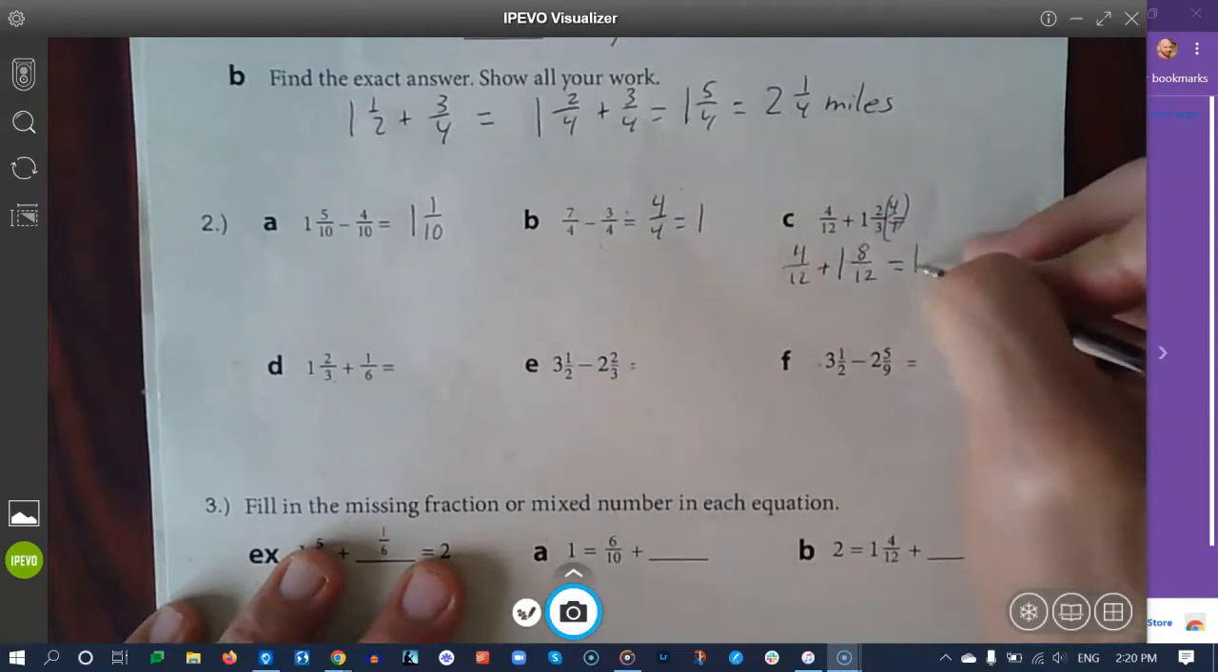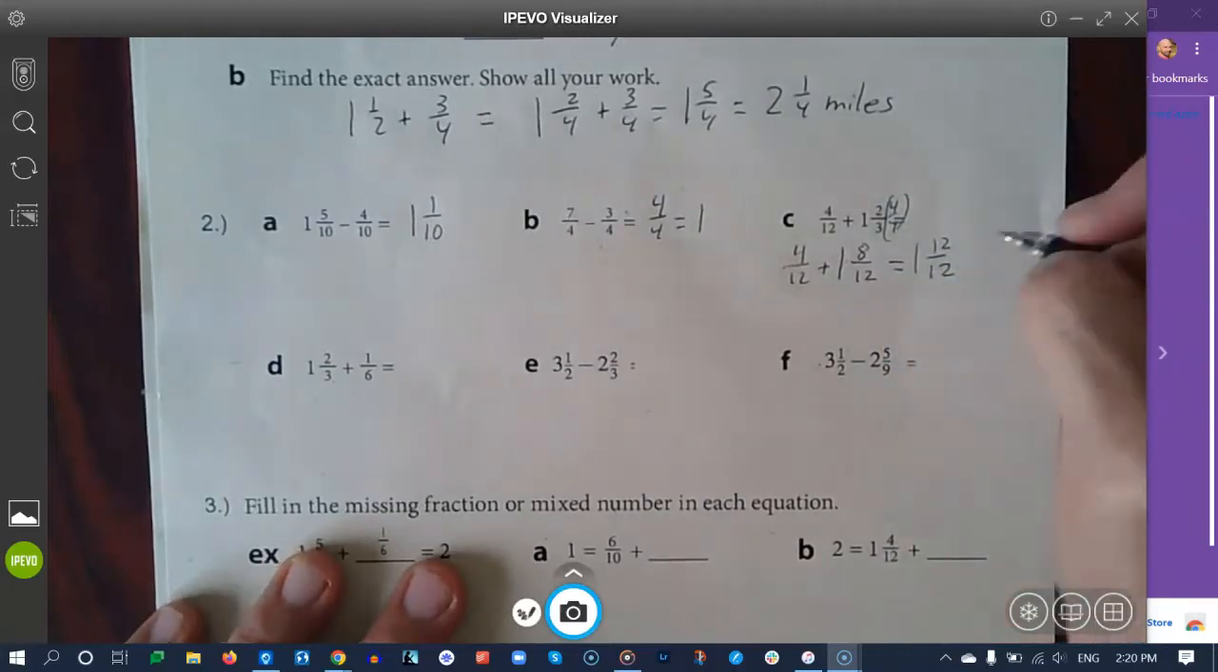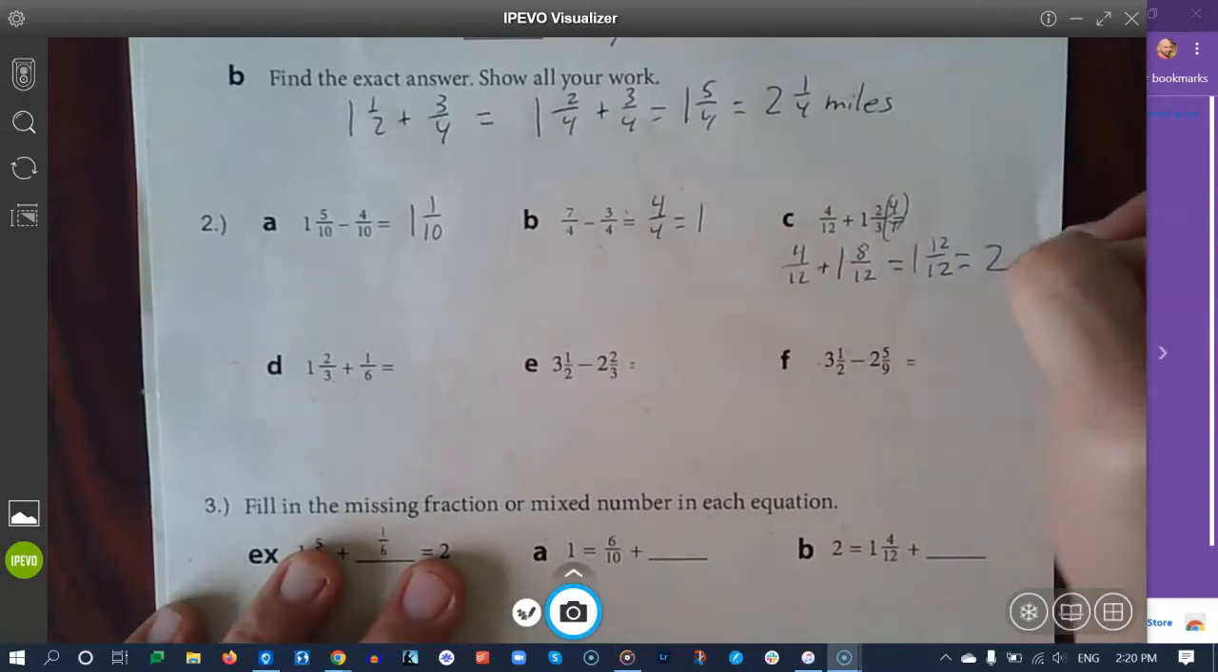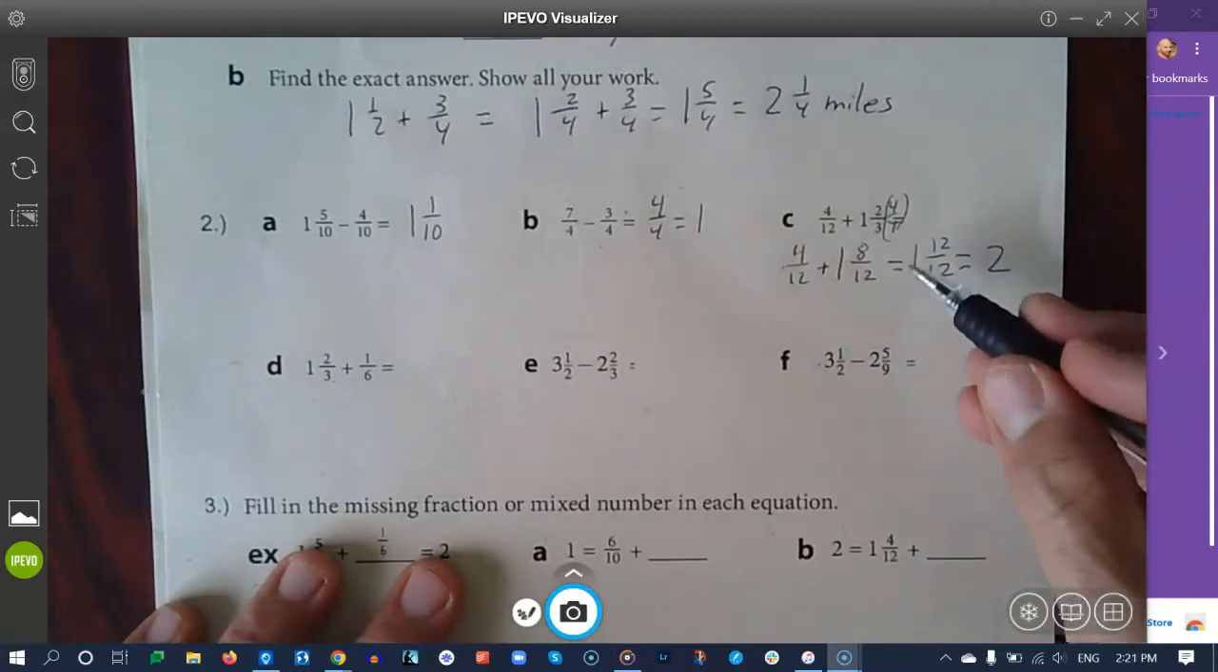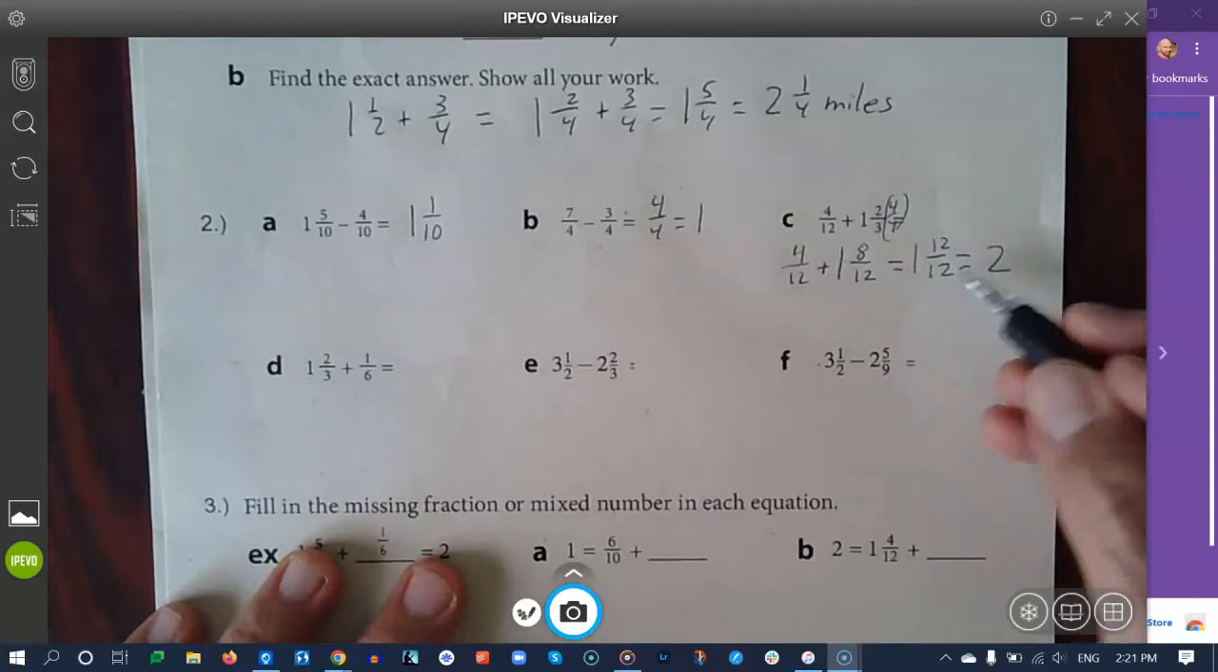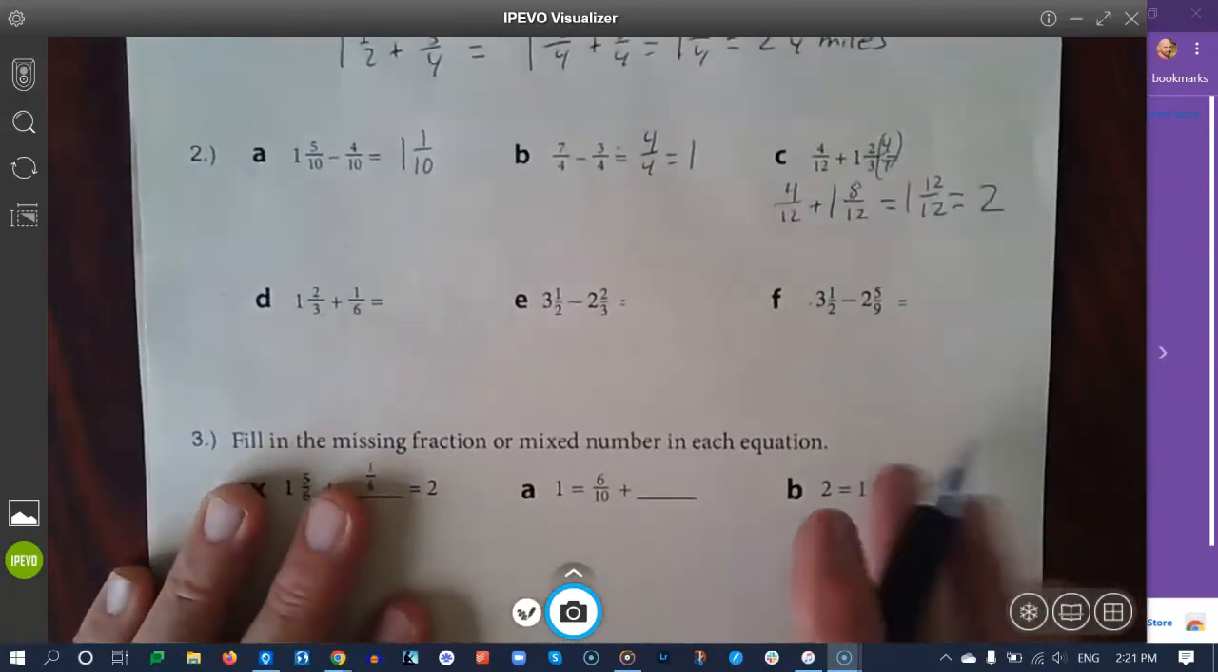So that's going to give me 1, and 8 plus 4 is 12. 12/12s, again, I'm a mathematician. I should understand that that is 1. So I'm going to change this answer to 2, because that was 1 and 12/12, or 1 and 1 whole, which is 2. All right, going over here, 2.